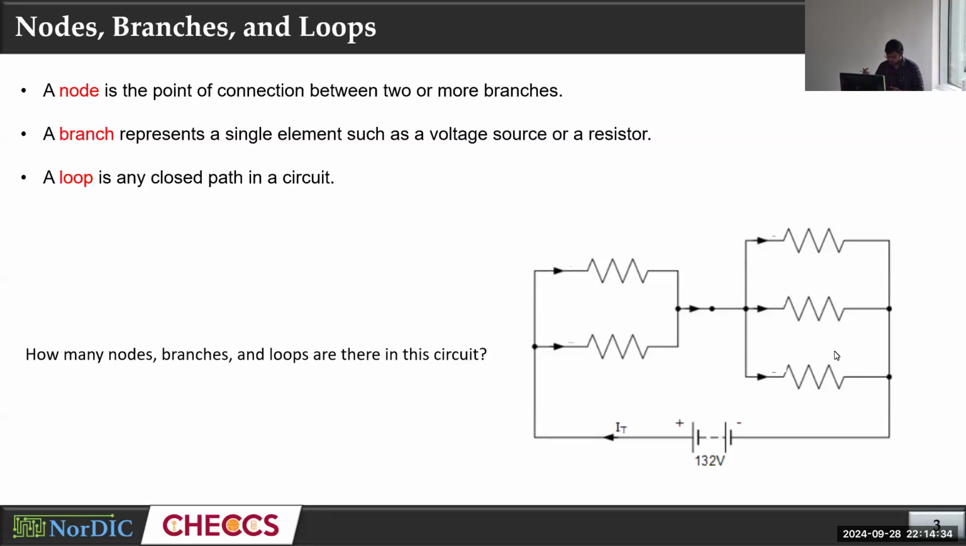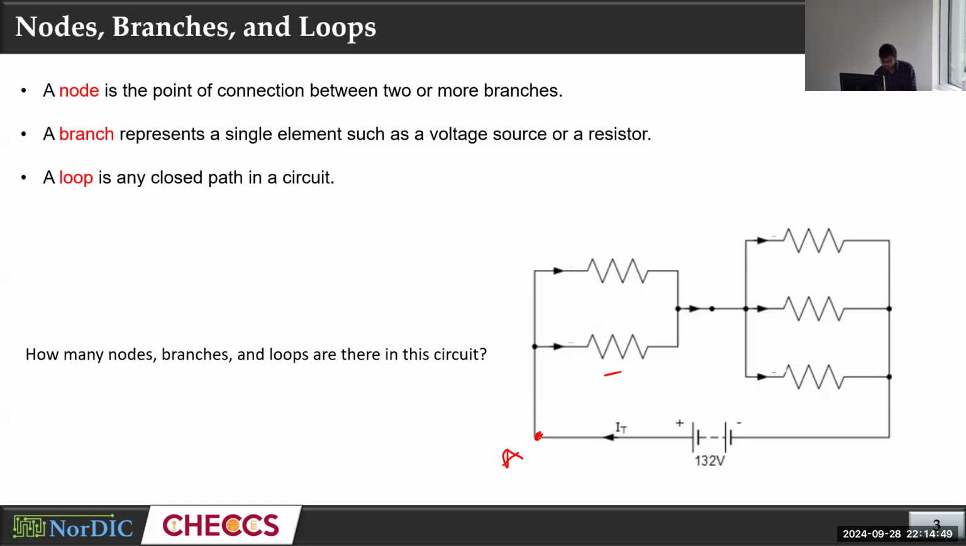Okay, let's count together. So let's start from here. From this point, right? This is a connection point. Is that correct? This is the connection point between this voltage source and this resistor here. So this is a node. We can say that. Let's name that A.